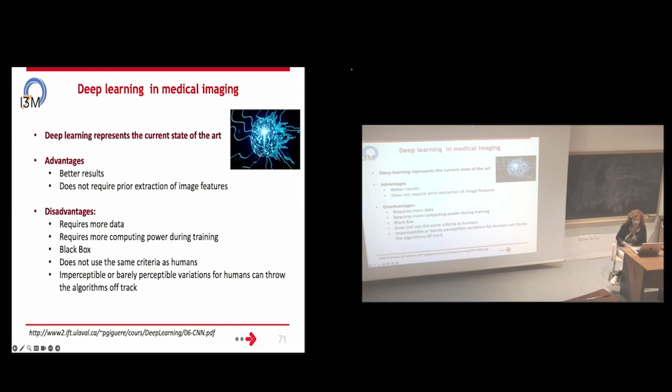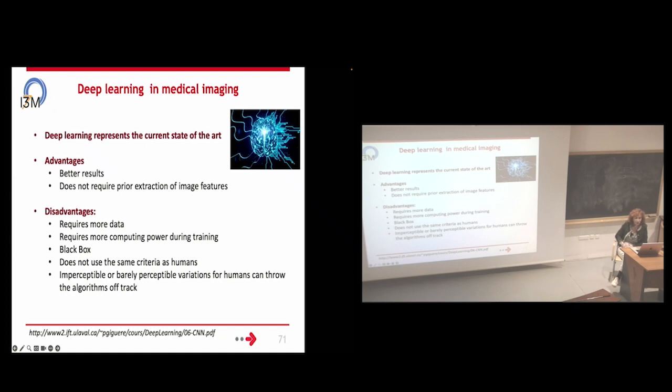The great advantage is that we don't need to extract prior information, but the disadvantage is that we need more data to train the neural network. And in medical applications, sometimes you have very few data, because when you have a rare pathology, for example, you don't have a lot of information. Also, it requires more computing power, at least during the training phase, and so it relies on a greater consumption of energy, which could be a problem.